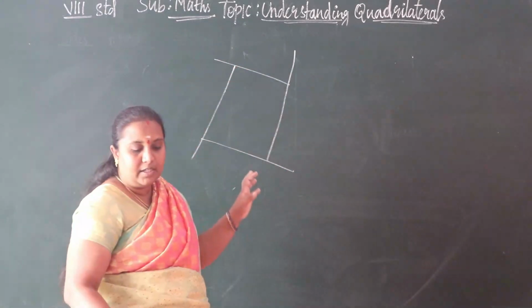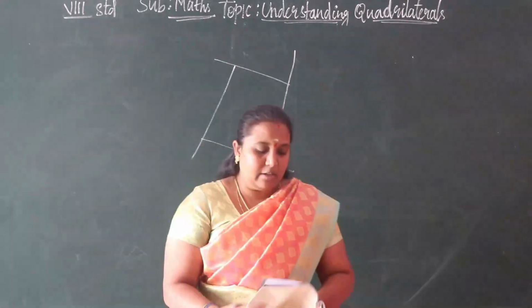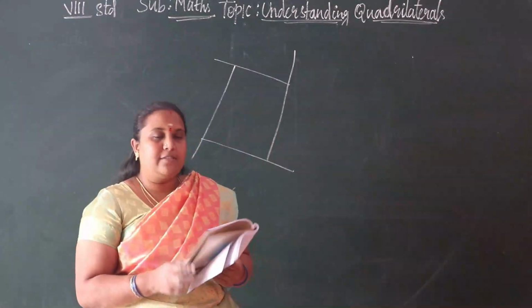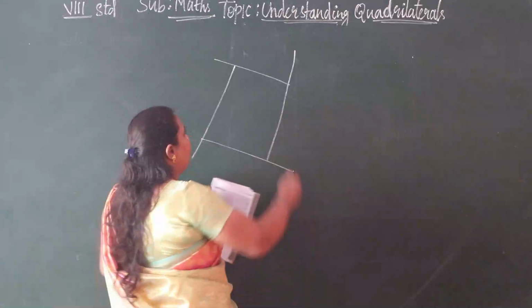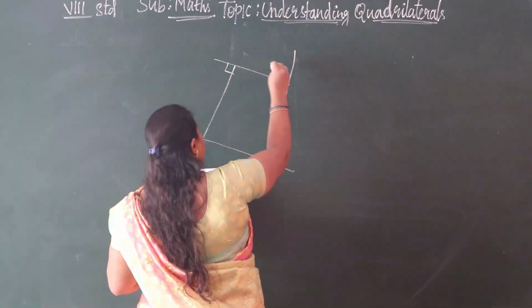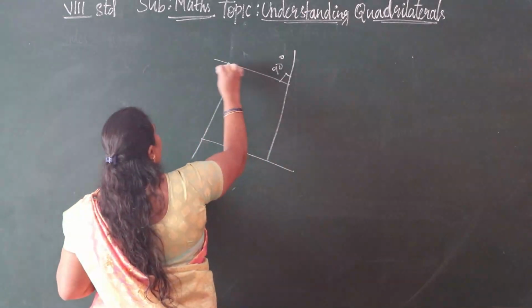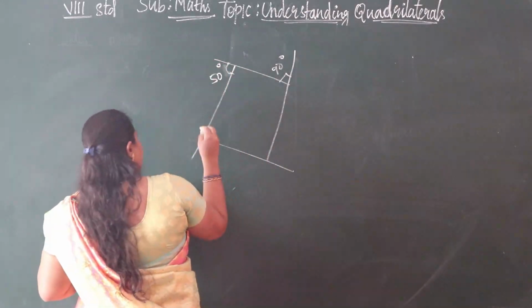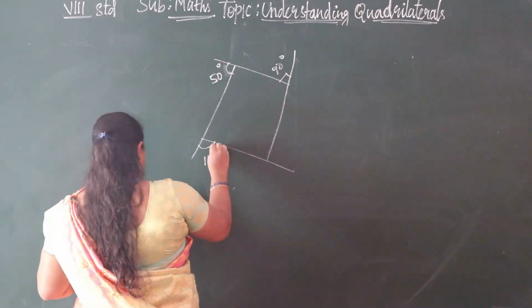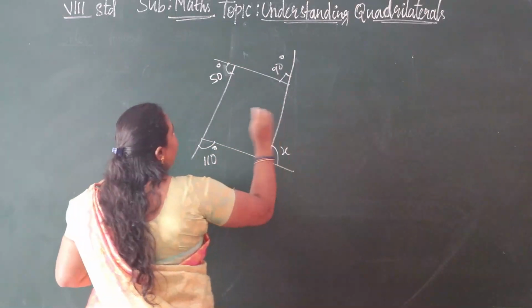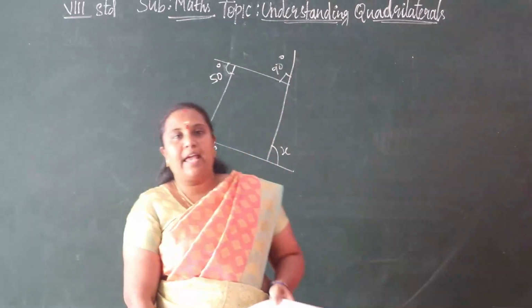This is the figure given. In your textbook, Example 1, page number 55. This is 90 degrees, this is 50 degrees, this is 110 degrees, and this is x. We want to find the value of x here.